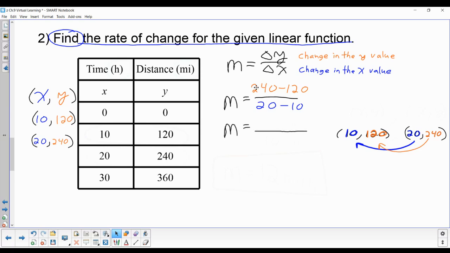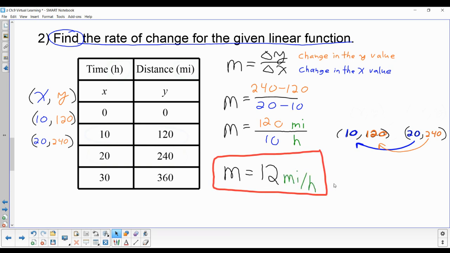Next, I will simplify. 240 minus 120 is 120. 20 minus 10 is 10. Now, because there are labels in the table, I must put the labels in. The y values are always the second part of your table, and that is in miles. So it's 120 miles. The x values are on the left of the table, see where it says x, and they are hours. So the 10 is hours. And when we divide 120 divided by 10, the rate of change is 12. The labels, miles over hours, is miles per hour.